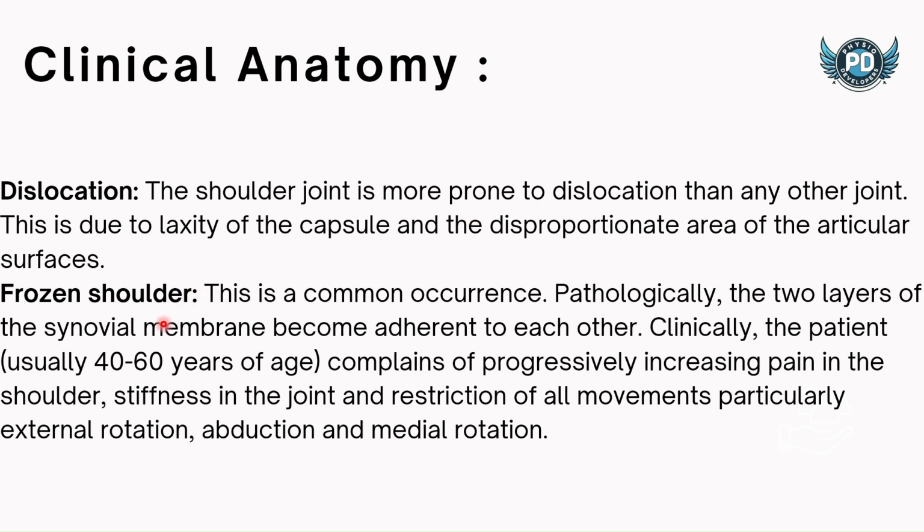Coming to the frozen shoulder, this commonly occurs due to some pathological reasons. At the age of 40 to 60 years, the patient complains of progressively increasing pain and stiffness in shoulder joint and restriction of all movements, particularly external rotation, abduction, and medial rotation. These three movements are particularly more restricted in frozen shoulder condition.